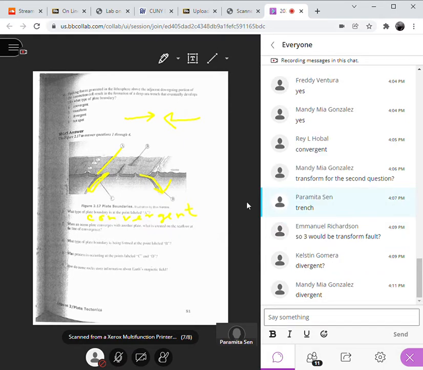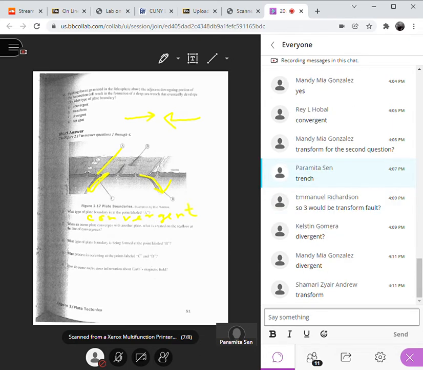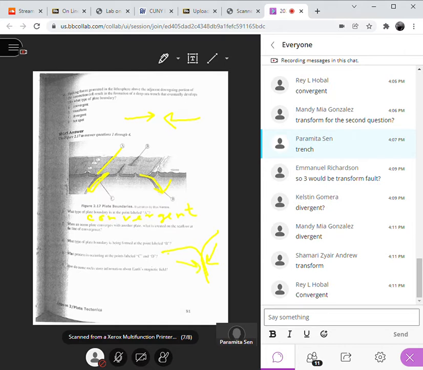No, Mandy, when one plate goes below the other plate, it is not transform. Transform is one moving to the north, one moving to the south. Ray is correct, it's called convergent. So what process is occurring at points labeled C and D? For question number 4, C and D, it will be convergent. Okay, it will be convergent.